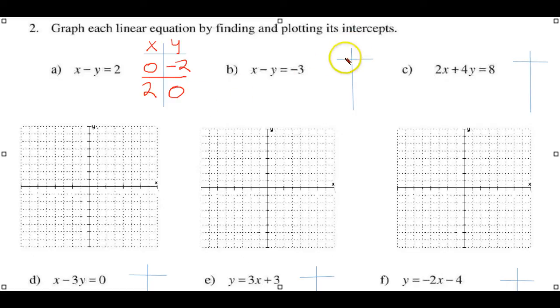So again, an x and y intercept t-chart. If x is 0, we're dividing each side by a -1. y would be a 3. If y is 0, x is a -3. And again, x and y intercept t-chart.